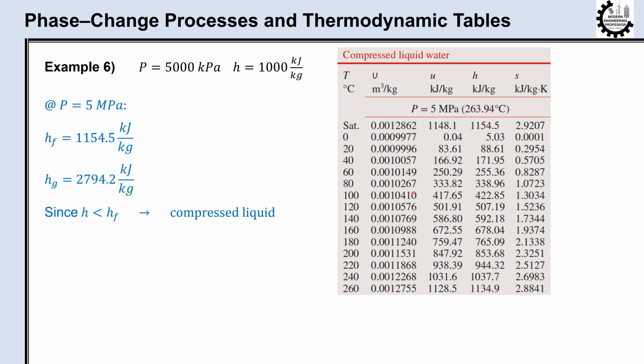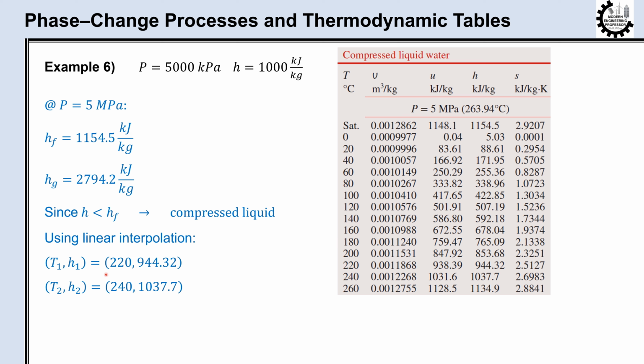Using the compressed liquid table at 5 megapascals, we see that h equals 1,000 is between 944.32 and 1,037.7, corresponding to temperatures of 220 degrees Celsius and 240. Using linear interpolation, we can find the material's temperature between these two values.